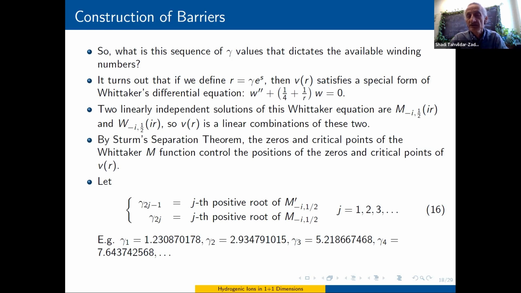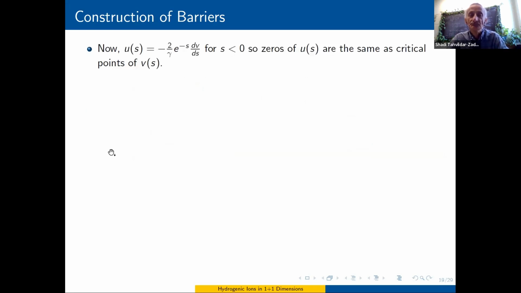Okay, so you get these critical gamma values, which means that now the role of this parameter gamma becomes clearer. If you put more and more protons in the nucleus, if you increase the charge of the nucleus, you're going to be crossing this threshold at some point. And as you do that, the winding numbers of the solutions will change because it depends on that, right? So now you can also see that U, remember we wanted zeros of U. Zeros of U control the winding numbers. Zeros of U turn out to be the same as critical points of V.